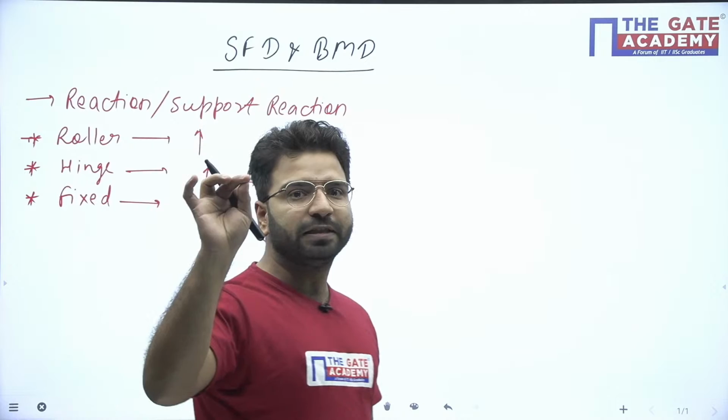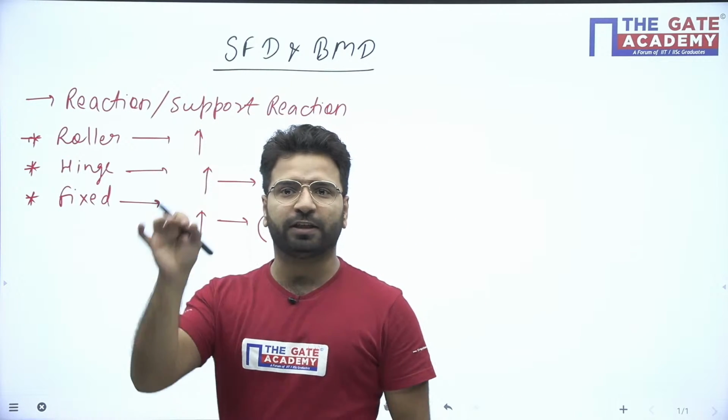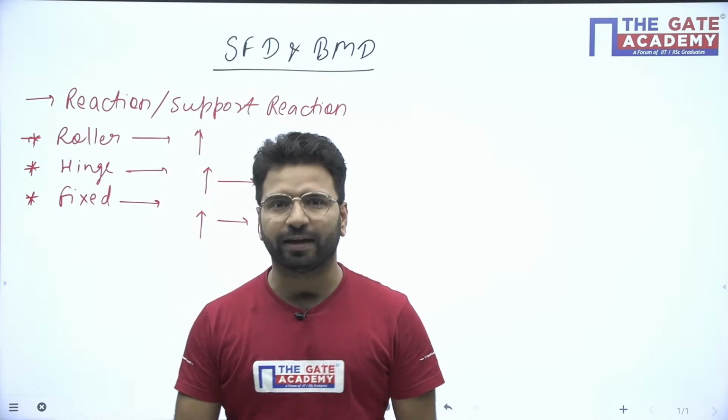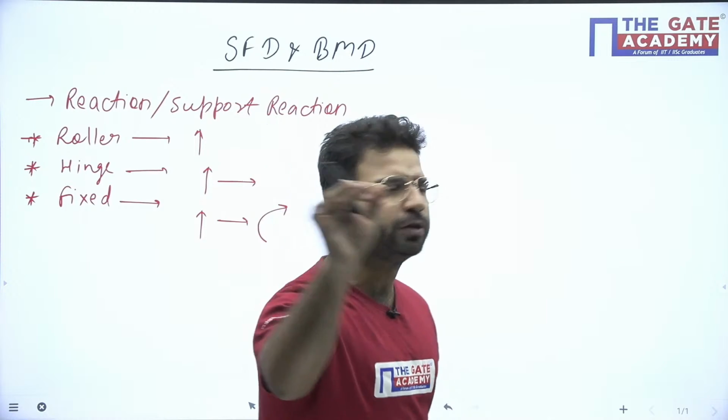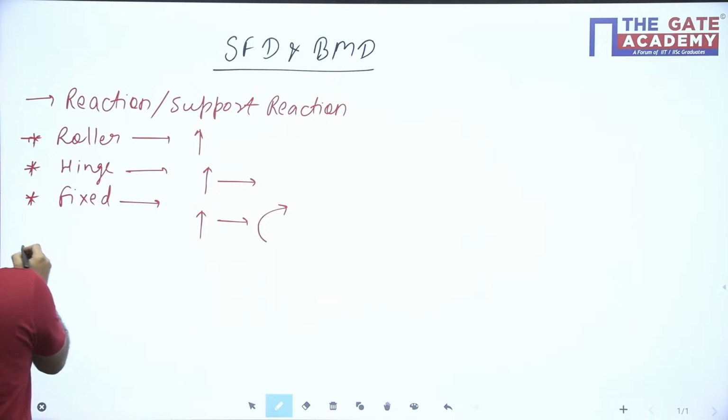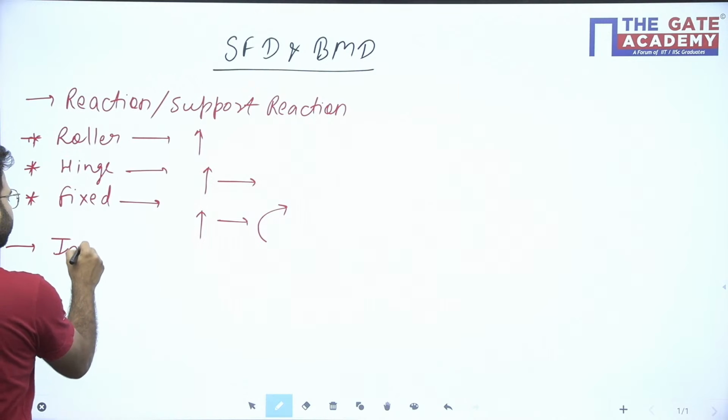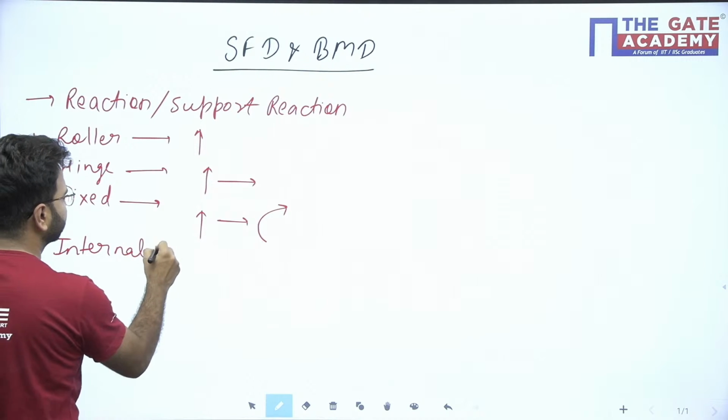But my point is where the students get confused: the internal supports. In the internal supports, the students get confused. So what are the internal supports? First one is the internal hinge.